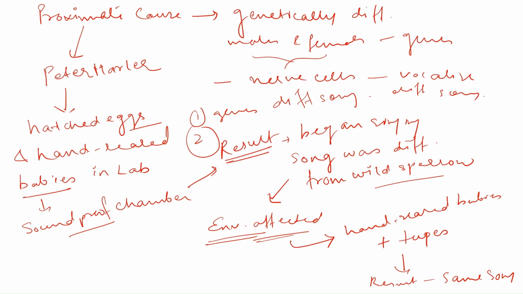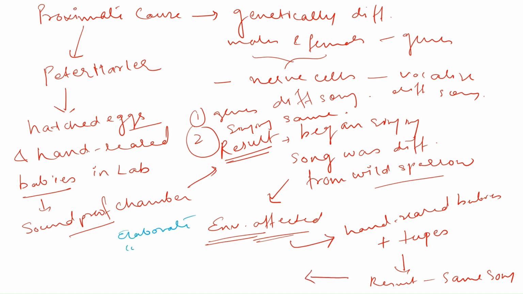Now when the babies which were grown in the lab were allowed to hear the tapes consisting of the wild sparrow song, they sang the same way, which shows that along with the genes, the environment also has its effect. That means the babies will sing the song that they hear from their surroundings or from their parents. So what could be the elaborate conclusion of this?